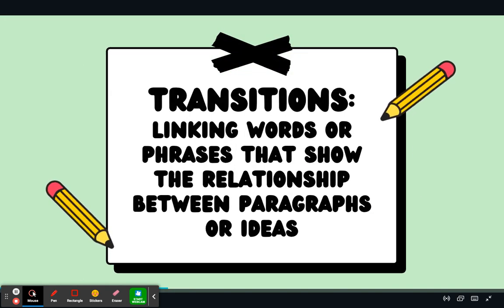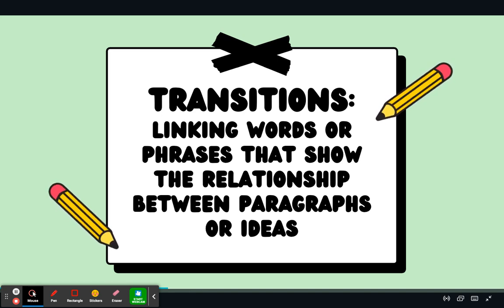Transitions are simply linking words or phrases that show the relationship between paragraphs or ideas. So they're used to connect your ideas so that readers can follow along and that your writing sounds really smooth as they read it.